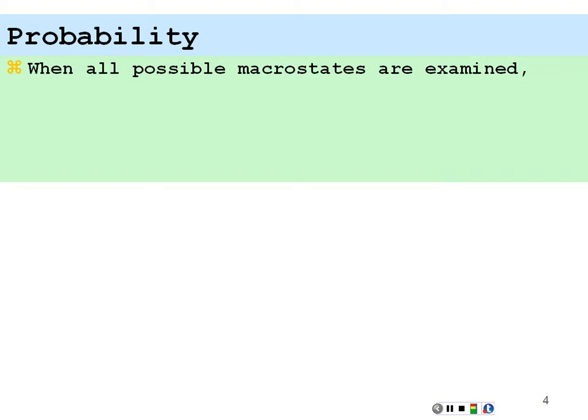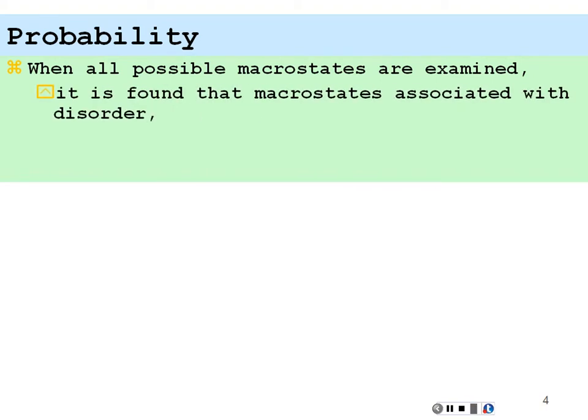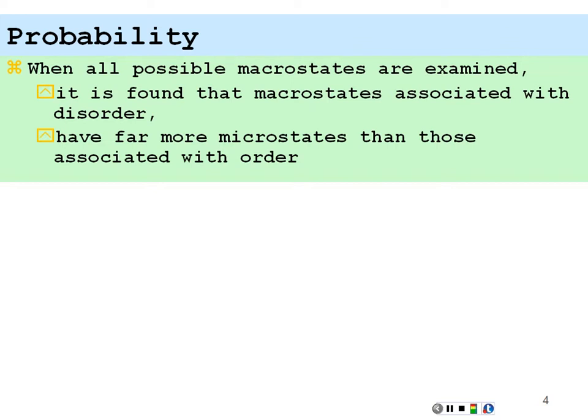When all possible macrostates are examined, it is found that macrostates associated with disorder have far more microstates than those associated with order. In other words, one way to define disorder is the fact that you have more possibilities of what your state could be. And so you have more microstates. As you add more microstates, those are the possibilities you can go through, as opposed to an ordered state, which has fewer microstates, less possibilities to deviate from one particular look or one particular configuration.